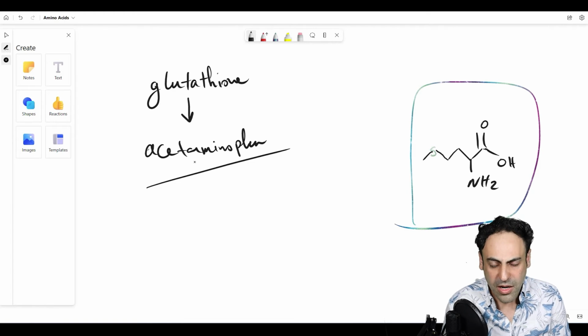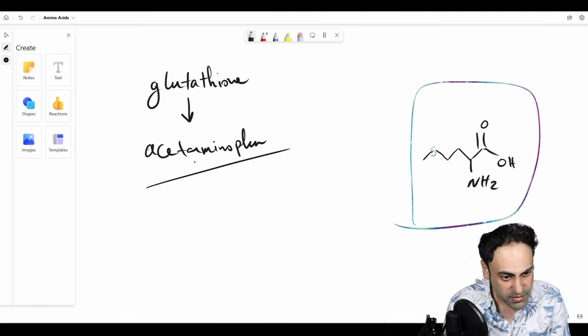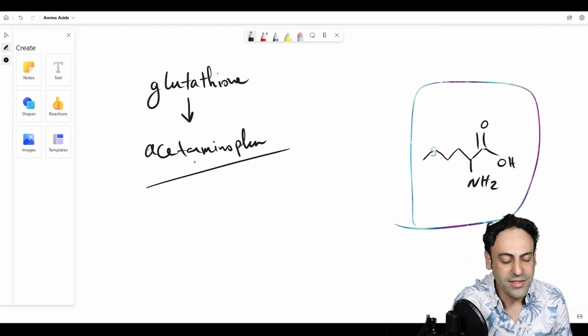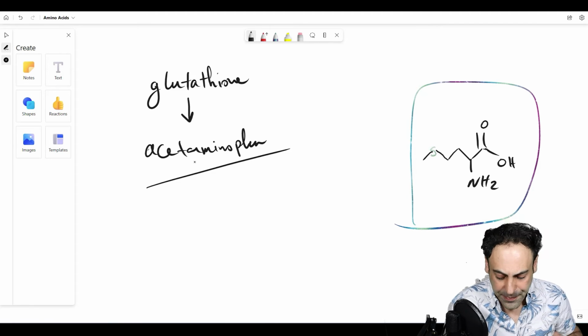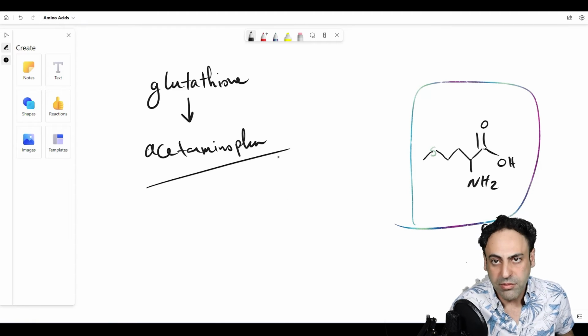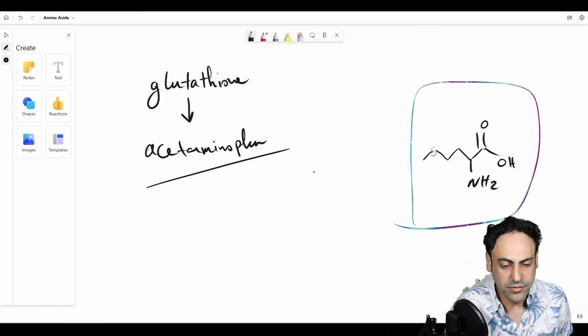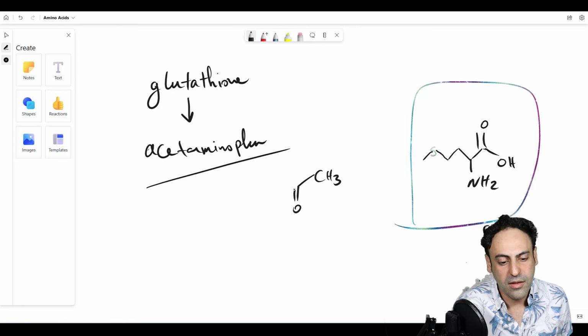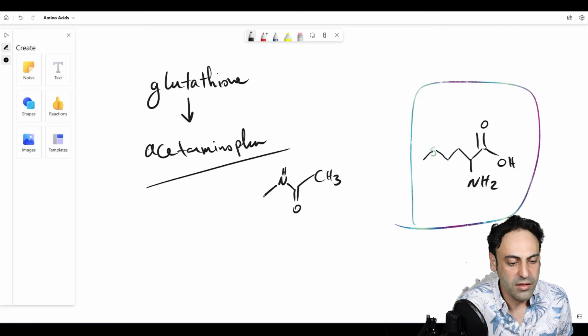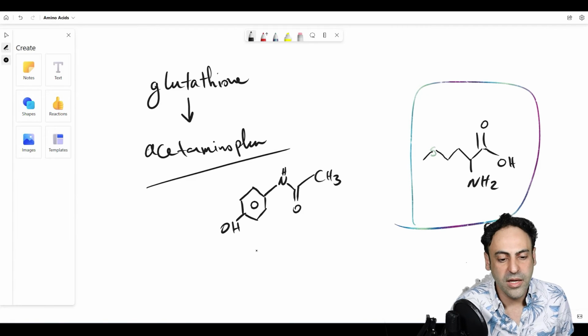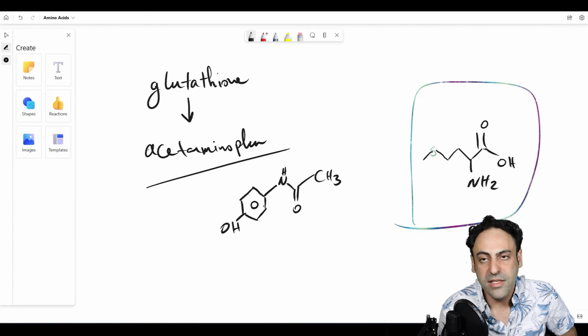Now that we are here talking about structures, let's see how we can draw the structure of acetaminophen. I'm just going to draw it and explain exactly how I draw it so easily. You see, by heart, I could draw the structure of acetaminophen.